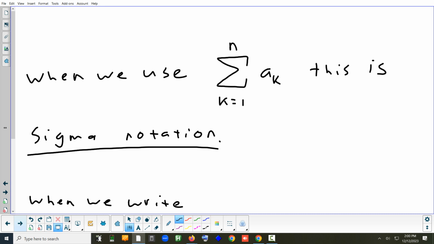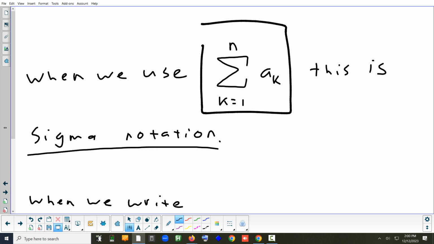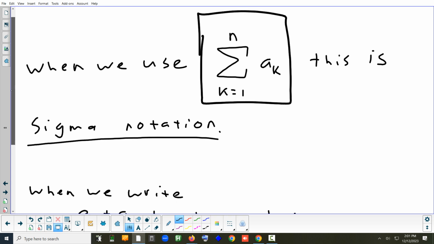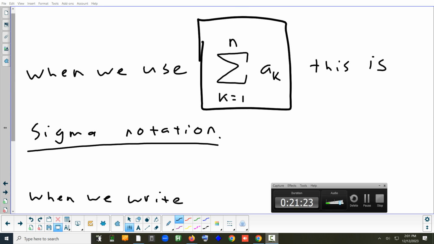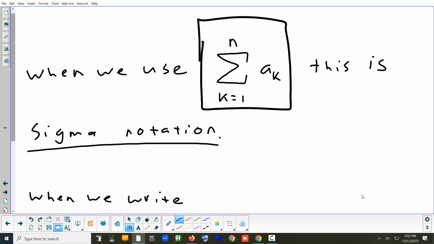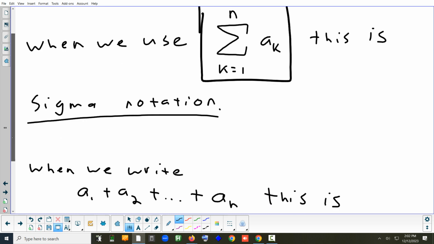All right, so when you write something that looks like this, that is called sigma notation. And the reason it's called that is because that's the Greek letter for sigma. It's a capital sigma. What's lowercase sigma? I'm trying to remember. It might be the little circle with the line on it. Okay, so the top one is sigma.